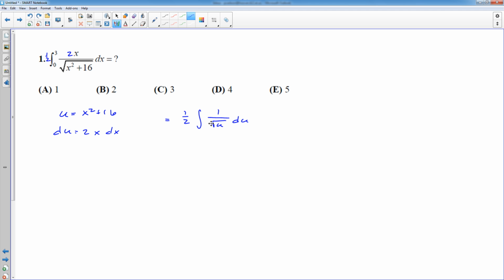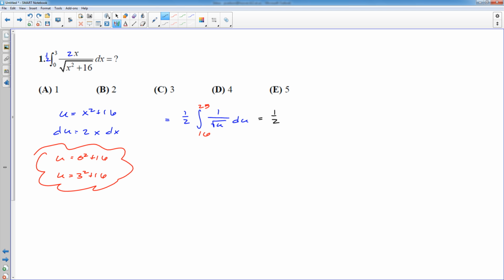And what I like to do is convert the limits of integration. So if x is equal to 0, u is going to be 0 squared plus 16. My lower limit of integration will be 16. If x is 3, u would be 3 squared plus 16, which is 25. So that's kind of just a little thought bubble there. Then I can go into the antiderivative.